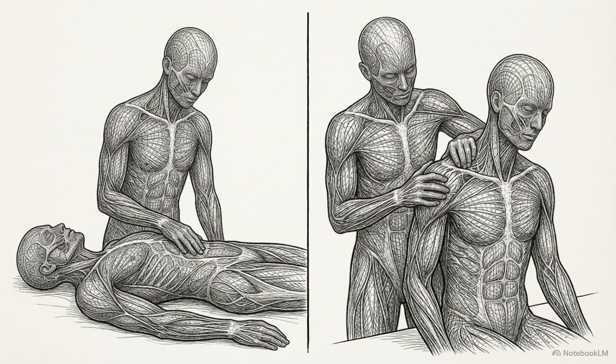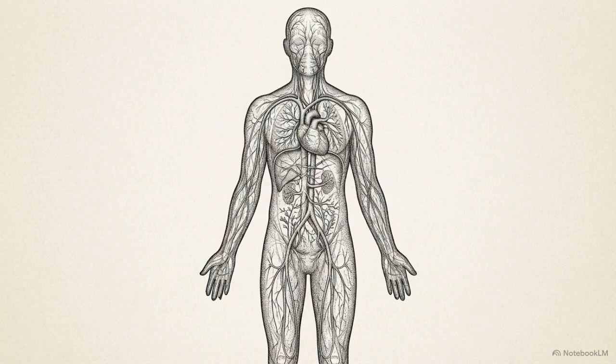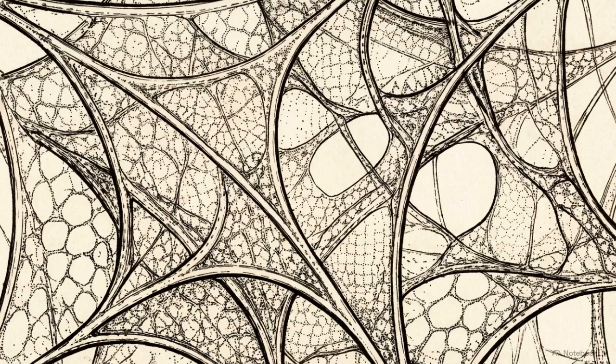That approach relies on a disconnect in how we view human anatomy. We treat metabolism and the muscular system as entirely separate physiological networks. But look at the anatomy in this high-contrast illustration. With the skin and muscle removed, we see the fascial nets. Fascial nets are continuous, structural webs of connective tissue that wrap and integrate the entire body.